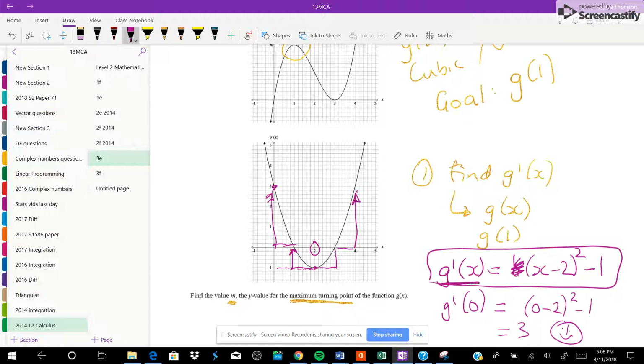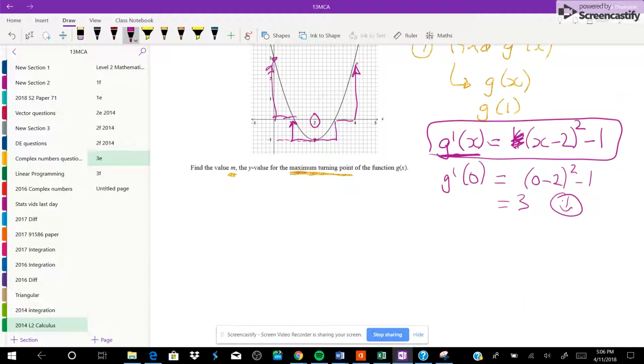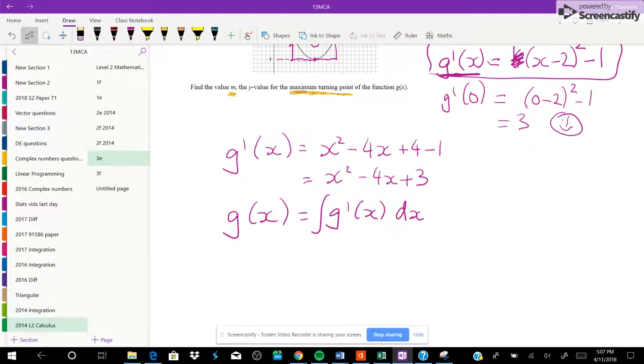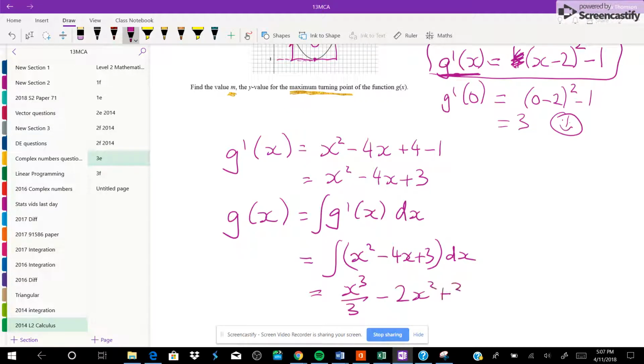So we want to move back now from g dash of x to g of x. We need to anti-differentiate. And we're going to do that by expanding first. So g dash of x gives me x squared minus 4x plus 4 minus 1, which gives me x squared minus 4x plus 3. Right, now let's go back now to the function. So g of x is the integral of this. You don't have to use that notation, but it's nice to see it before you get to level 3 calc. So there's x squared minus 4x plus 3 integrated with respect to x, giving me x cubed on 3 minus 2x squared plus 3x plus c. So that's g of x.